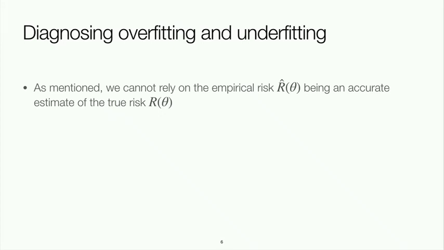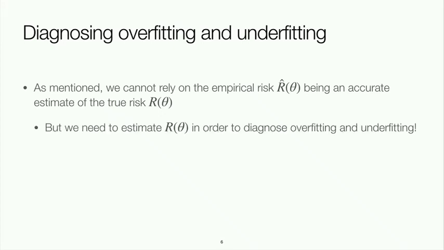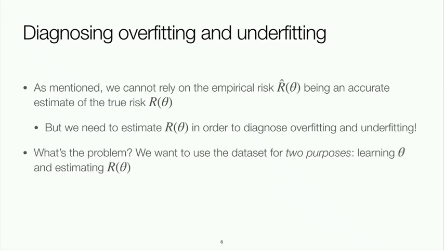Okay, so as mentioned, we cannot rely on the empirical risk being an accurate estimate of the true risk. But that's really a problem, right? Because we want to be able to estimate our true risk. That's how we said we're going to diagnose overfitting and underfitting. I can't just look at my empirical risk and say I'm overfitting, because that's not the definition. The definition is my empirical risk is lower than my true risk. So I need to be able to get an accurate estimate of my true risk if I want to know that I'm overfitting.